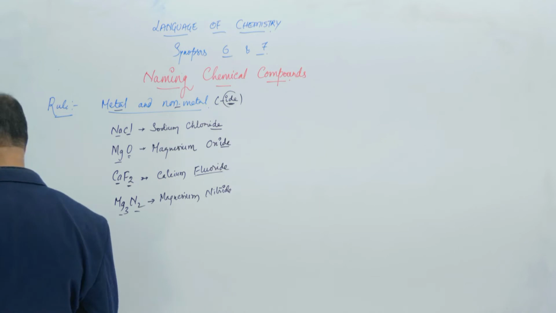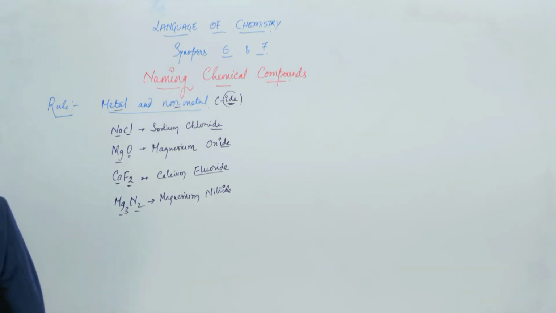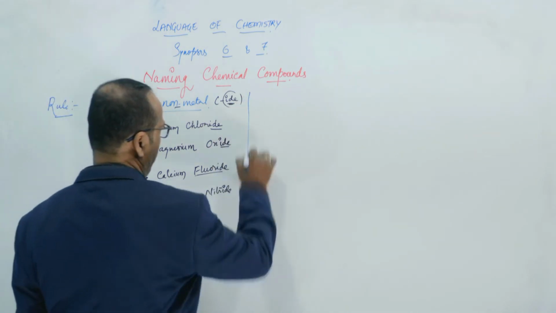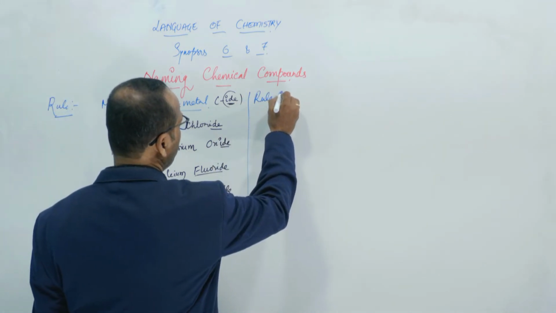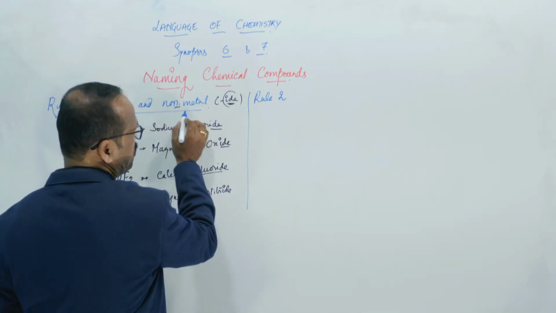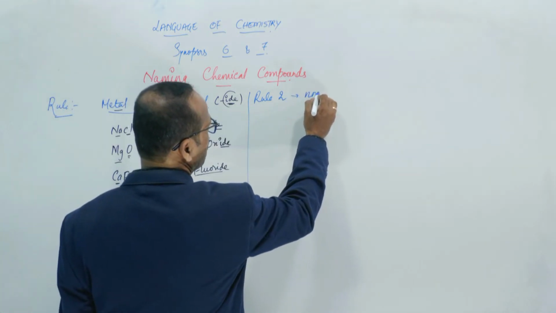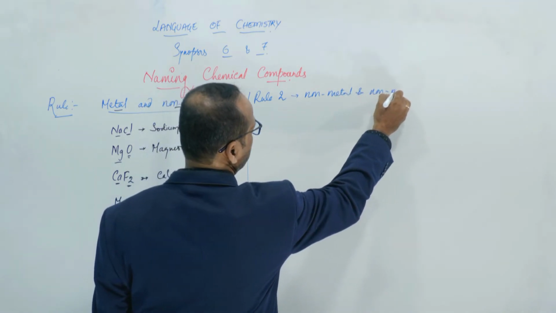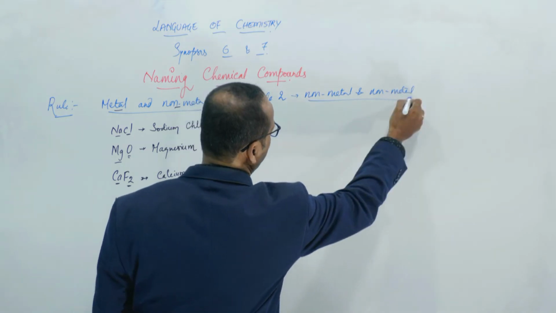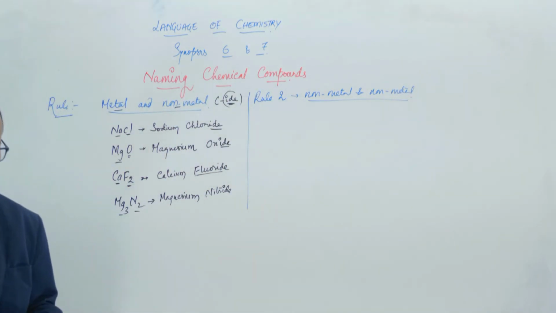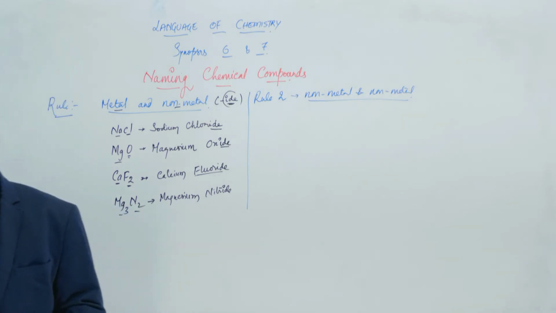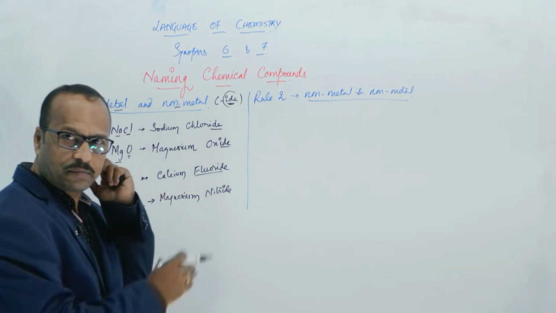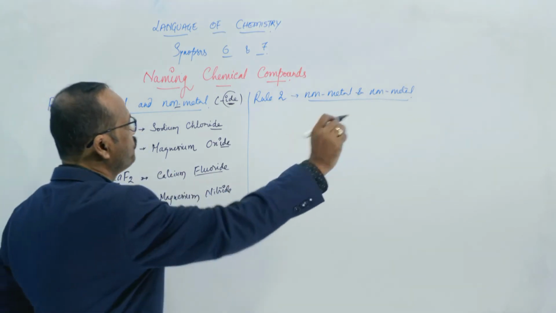Now let's come to rule 2. Rule 2 is slightly different from this one. Here you have not taken metals and non-metals; both are non-metals only. Non-metal and non-metal. Now here a little care should be taken. So for non-metal and non-metal, I am writing some compounds.